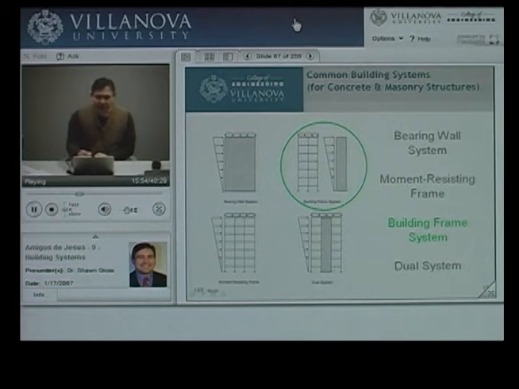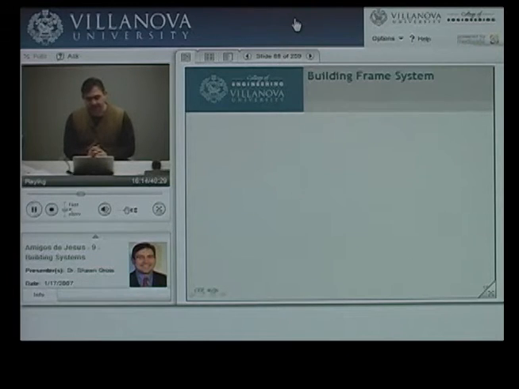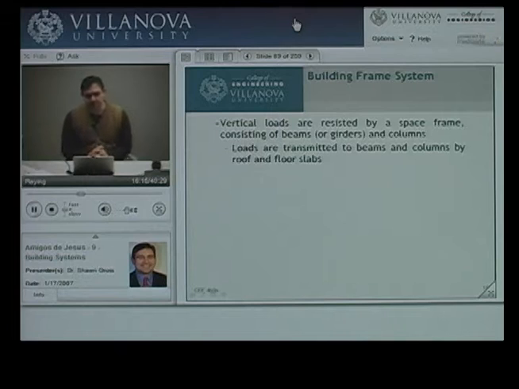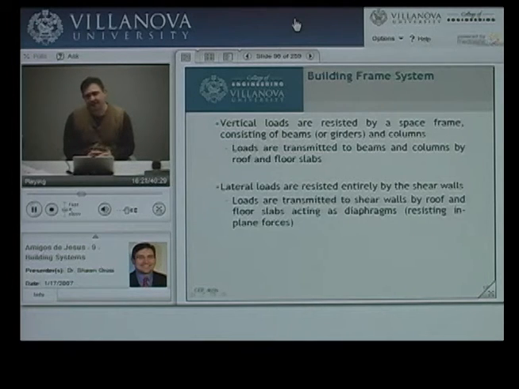When we go to what we call the building frame system, and again, this is just the common terminology, a building frame system is going to use a wall to resist lateral loads, as we can see from the schematic, and it's going to use a frame to resist gravity loads. So when I piece that together, what we have is the following. Vertical loads are resisted by a space frame. I have beams, girders, columns, floor slabs, same basic concept. But my lateral loads are going to be resisted entirely by walls.